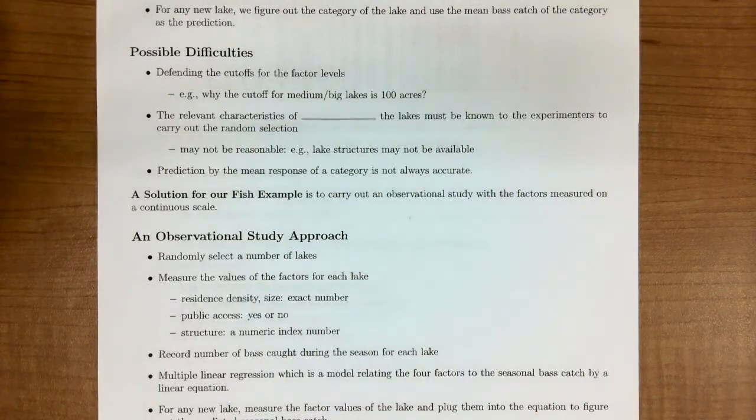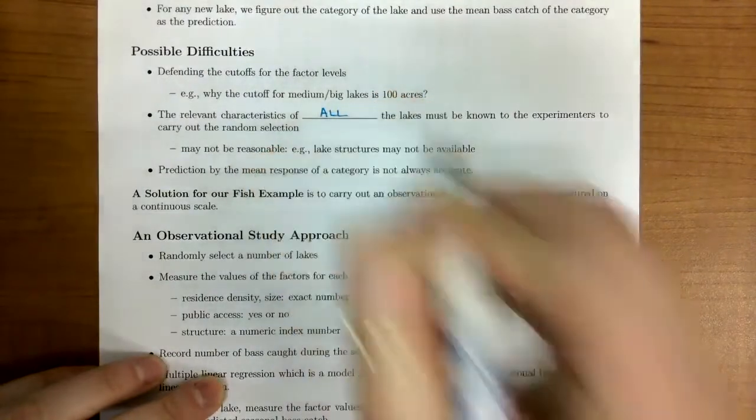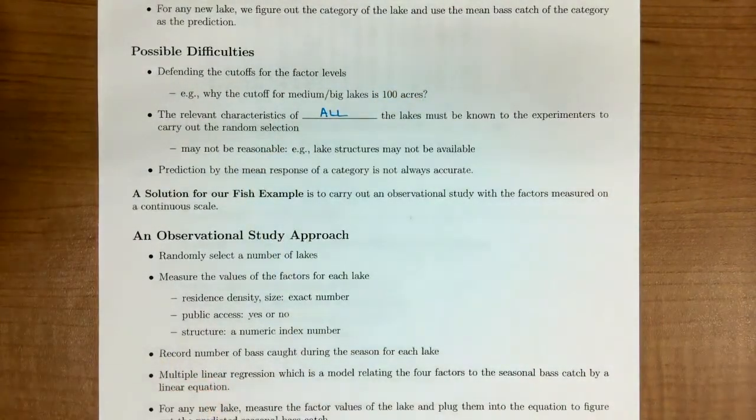Also, the relevant characteristics of all the lakes must be known to the experimenter to carry out the random selection. So I need to know every single thing about these lakes in order to randomly pick them, which may not be reasonable because we might not know the lake structure or it might not be available.